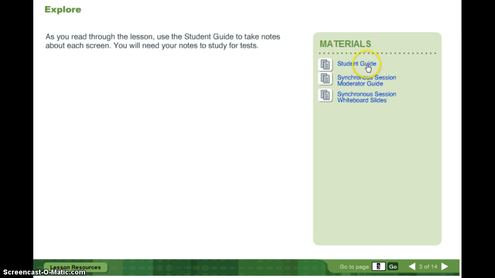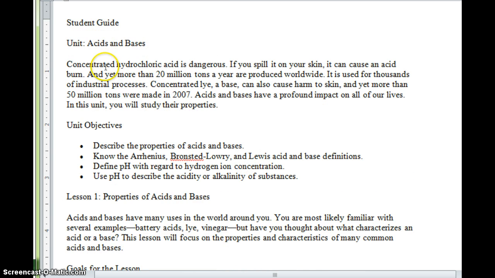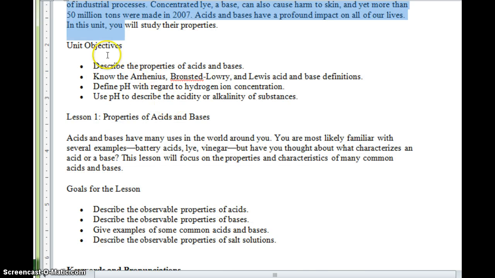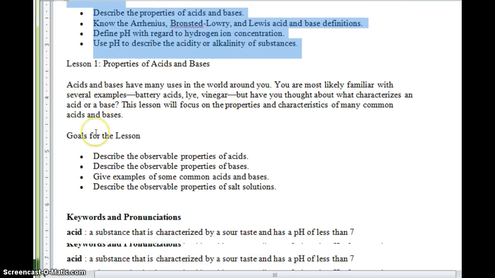Again, you can use the student guide to help with your notes. I copy pasted the beginning, which is what we just read, and it also included the unit objectives, so I wanted to make sure to read those. Describe the properties of acids and bases. Know the Arrhenius, Bronsted-Lowry, and Lewis acid and base definitions. Define pH with regard to hydrogen ion concentration. Use pH to describe the acidity or alkalinity of substances.